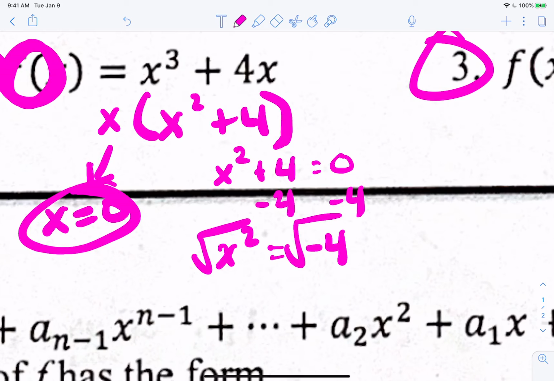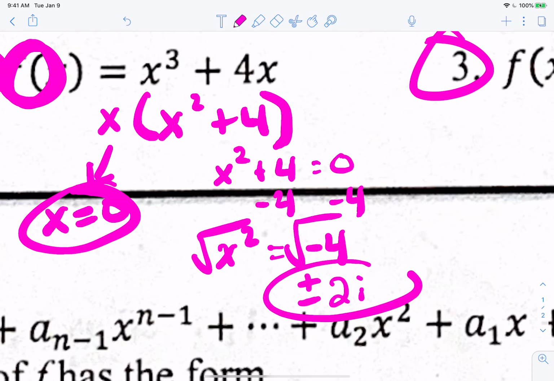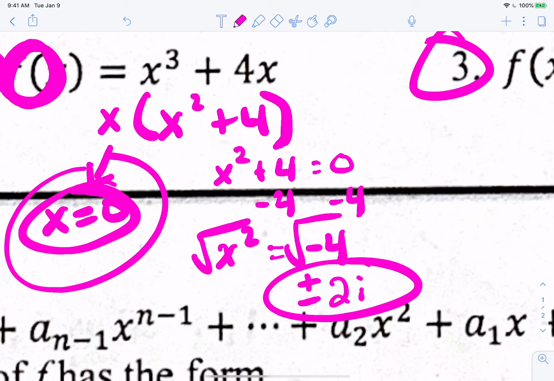4i is really plus and minus 2i, right? So I have an imaginary number. So how many places does he cross or touch the x-axis? Really only once, right? He crosses at 0. He touches at 0. Don't forget about him.